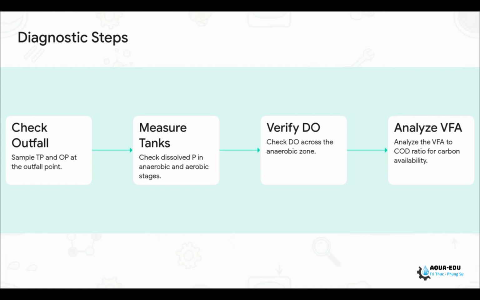First, sample your outfall for total phosphorus and orthophosphate just to confirm the breach. Second, test the dissolved phosphorus in both tanks. Look, if the phosphorus isn't high in the anaerobic tank, your PAOs aren't releasing it properly to begin with.